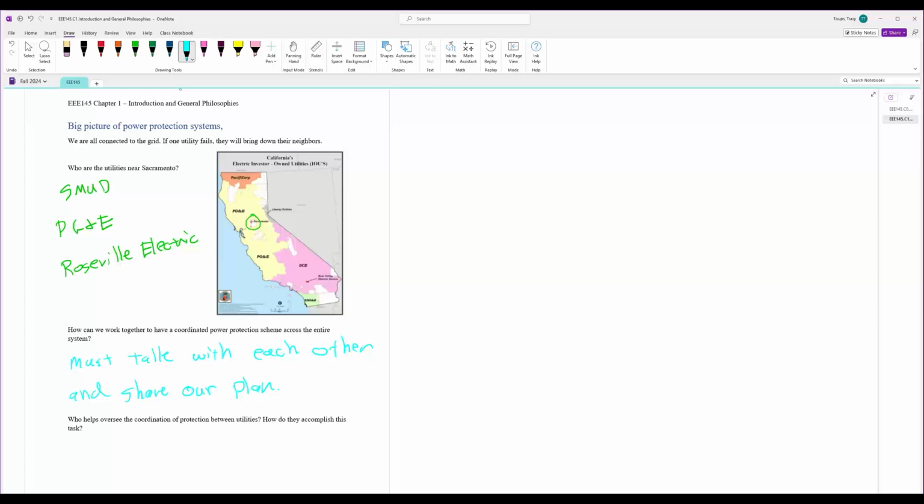It's actually a rule that if Roseville Electric changes something in their protection system, they have to tell PG&E and they have to tell SMUD nearby, right? Otherwise, we can't plan effectively if you don't tell us your plan, okay?